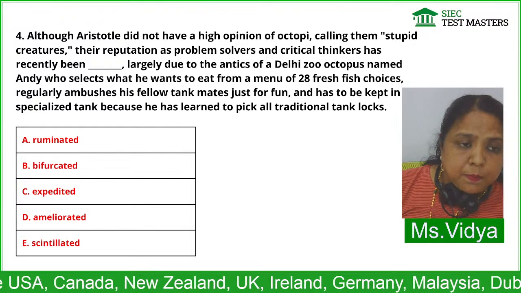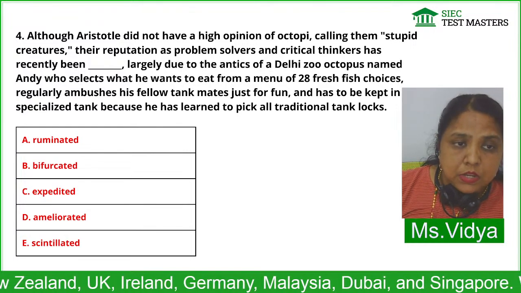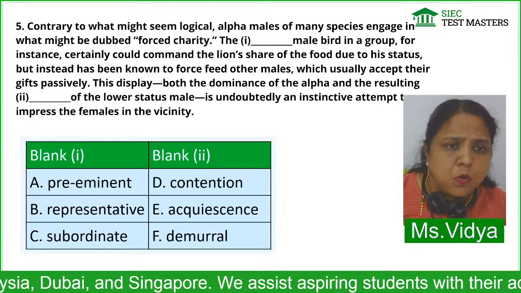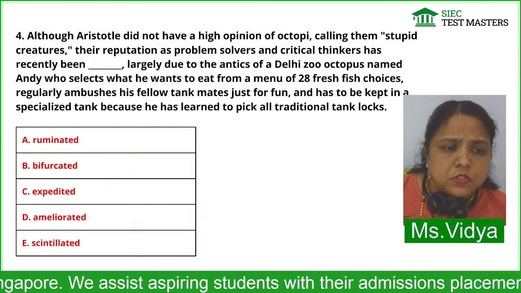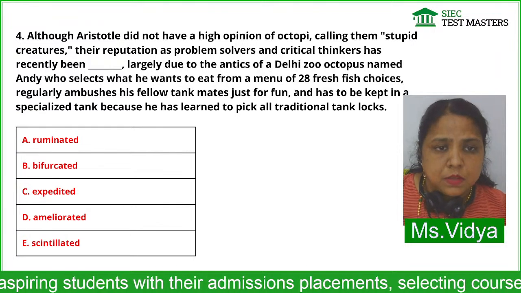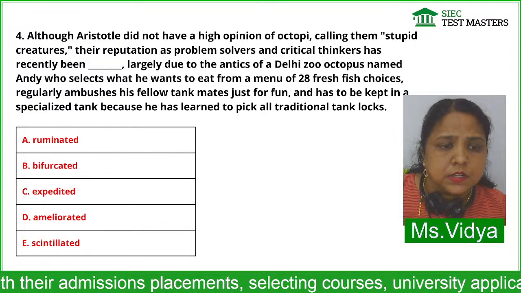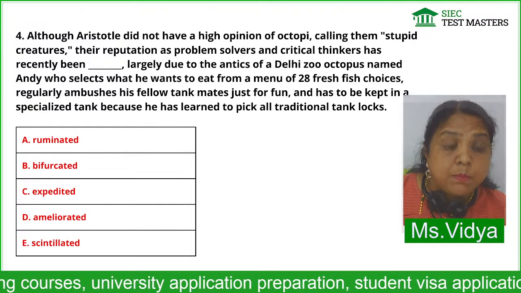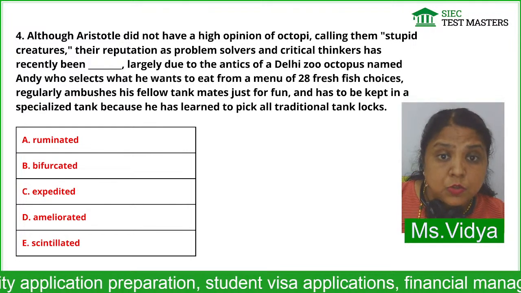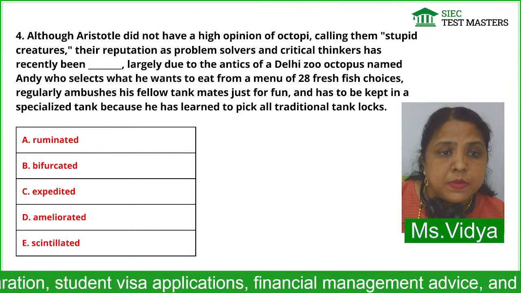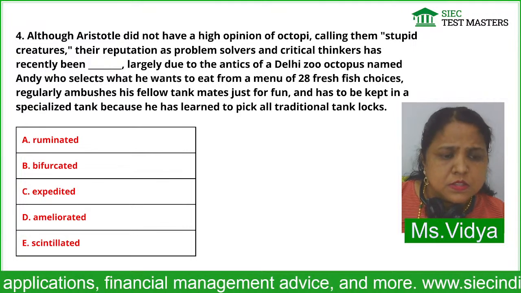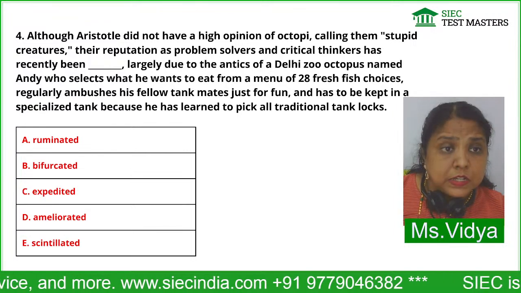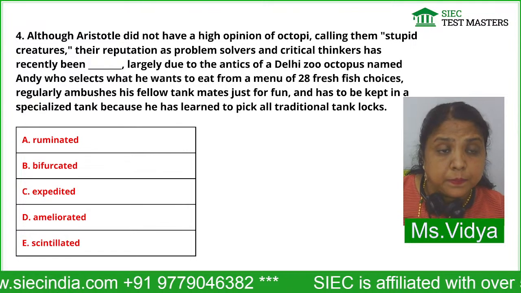Ruminate is to think very deeply. Contemplate, like contemplate, to think very deeply, no. Bifurcate is to divide into two, no, it doesn't make any sense. Expedite is to speed up, to quicken some process. He expedited the chemical process by adding a catalyst. So expedite cannot be the answer. Ameliorated, yes, ameliorate is to improve. So ameliorated is the right answer. Scintillated, no, it doesn't make any sense. Scintillate is like illuminate, to make something shiny, bright.